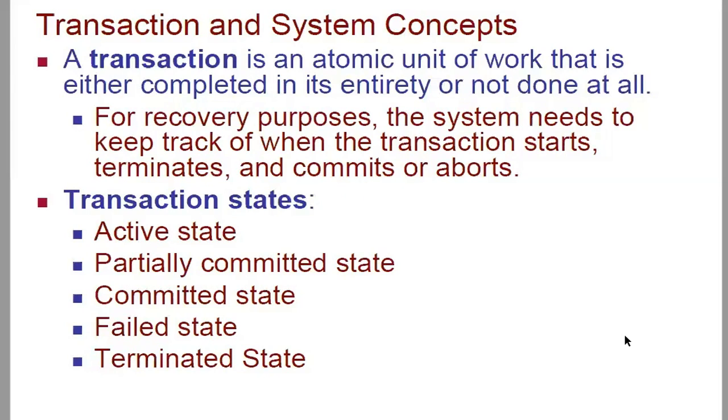The system needs to keep track of when the transaction starts, terminates, and commits or aborts. So whenever we start any transaction, the system should keep track of each and every aspect, each and every stage of your transaction. To understand the different states or stages in a particular transaction, we have transaction states: active state, partially committed state, failed state, and terminated state. These are the important transaction states.